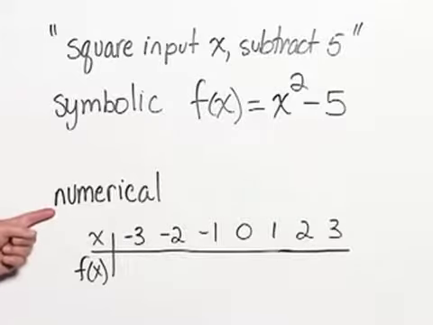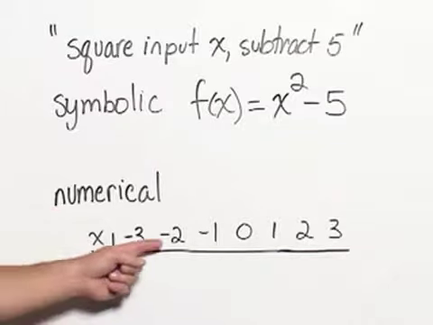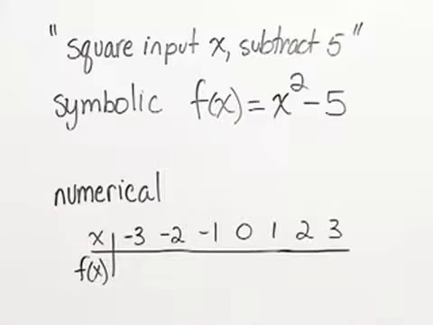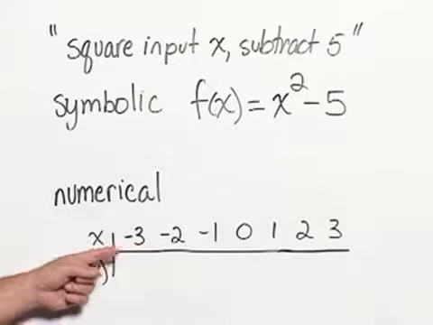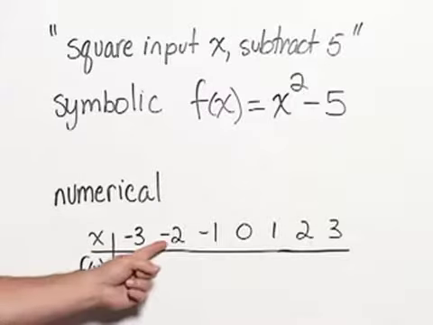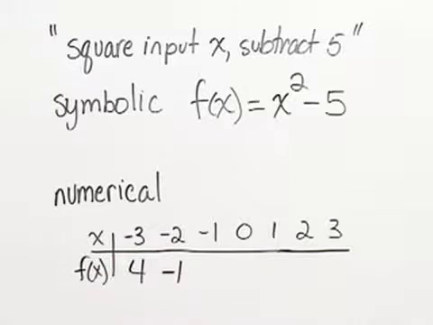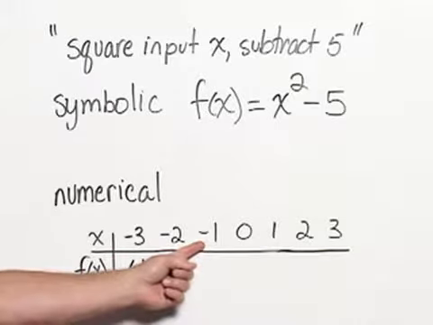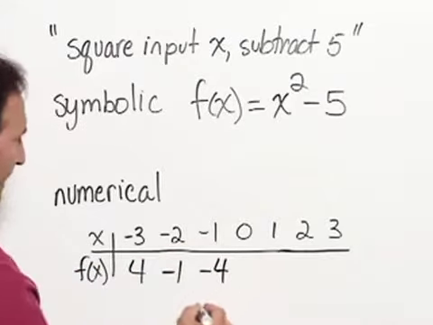For the numerical representation, we have a table of values, and here are the x values that we're going to apply the function to. So it's square the input, so square -3, and that would be 9. Subtract 5, and that's 4. Now we square -2, that's 4. Subtract 5, and that's -1. For -1, we square it, that's +1, subtract 5, and that's -4.